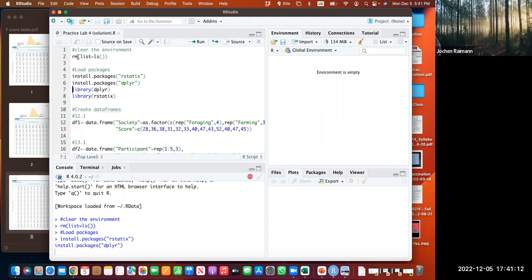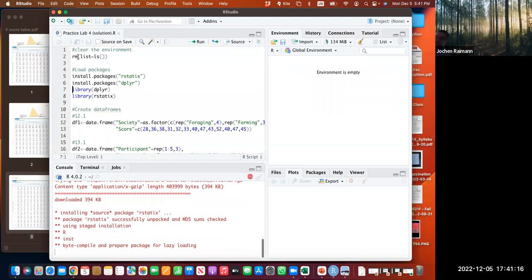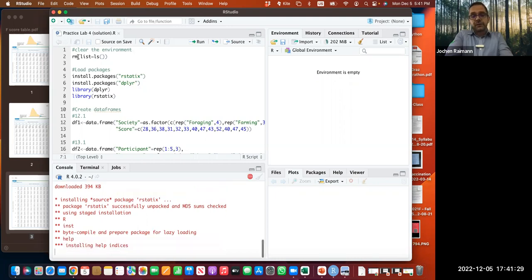And you will see down here that as soon as you run these, something is happening. And this is the installation. So basically it queries a server online, it gets the required package, and it will automatically install this on your R.